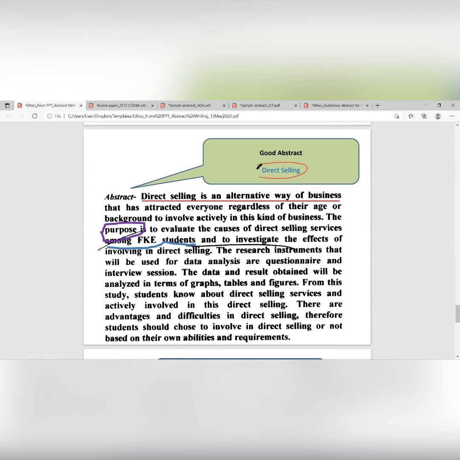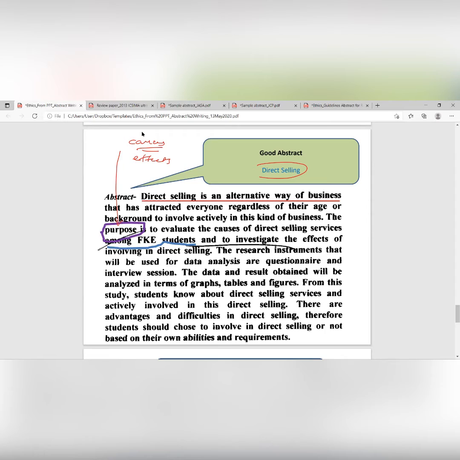So what about direct selling? The purpose of this study is to evaluate direct selling services among FKE students and to investigate. So for this project, they have two purposes. One, they want to know the causes, and then they want to investigate the effects. So they have two purposes here. One, to find the causes.